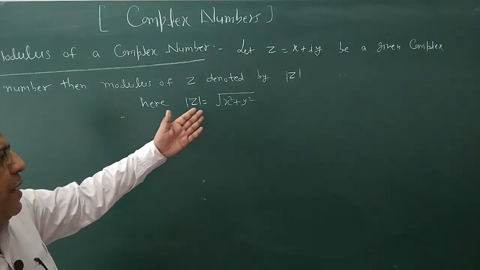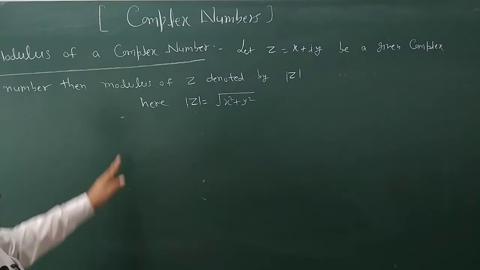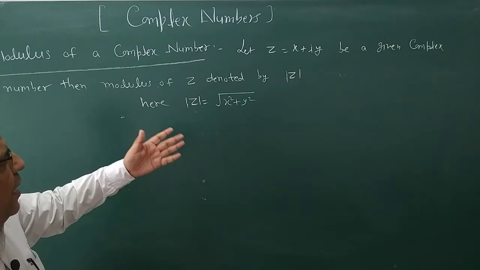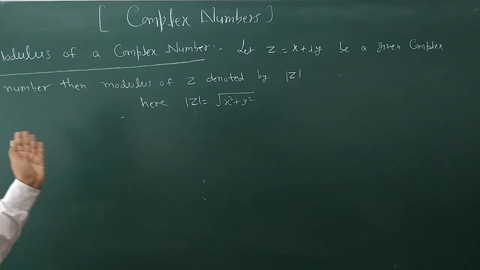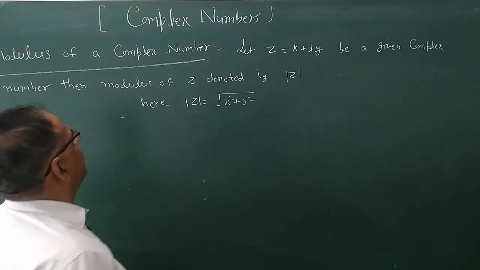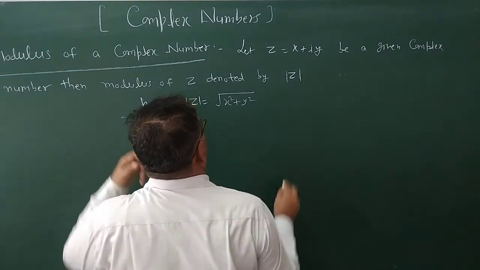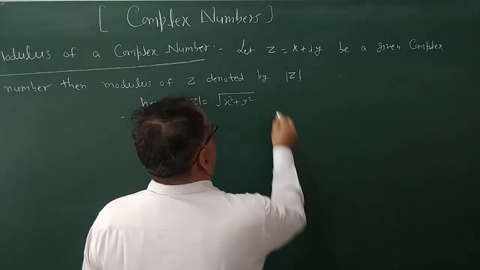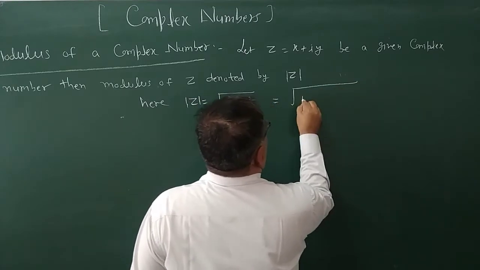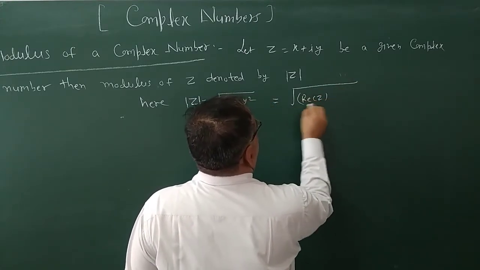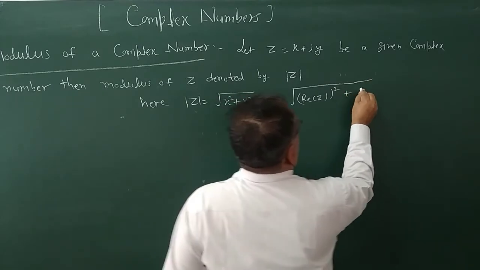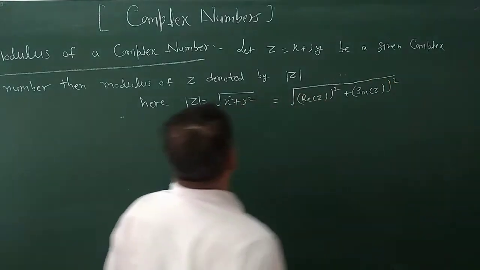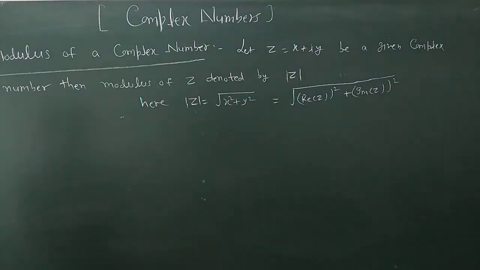Modulus of z means we want to find here the magnitude of the complex number z. So if z equal to x plus iota y, clearly where x and y are the real numbers, x is the real part, y is the imaginary part of the z. So the modulus of the z is denoted by mod z, and magnitude of z is equal to under root of x square plus y square. That means real part of z square plus imaginary part of z whole square. So this is the modulus of a complex number.